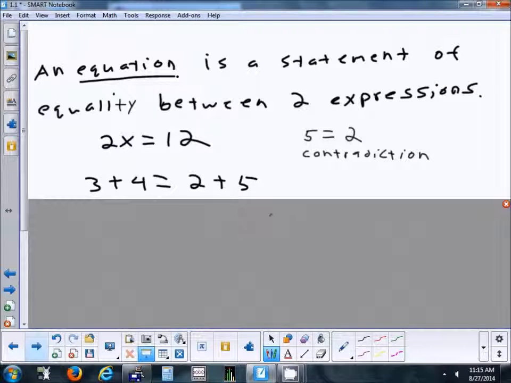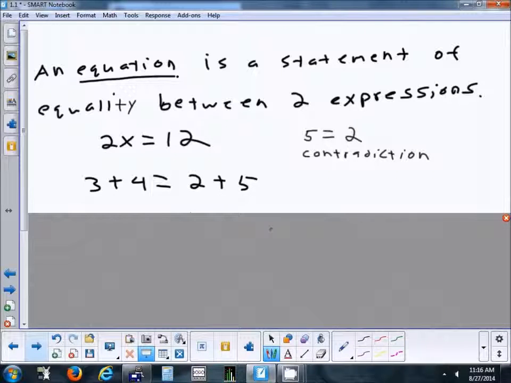Okay, let's look at the one on the bottom. 3 plus 4 equals 2 plus 5. Anybody notice anything about that one? Yeah, James? Well, it's true. It's true. Does anybody remember the name of an equation that's always true? It's an identity, an equation that's always true.